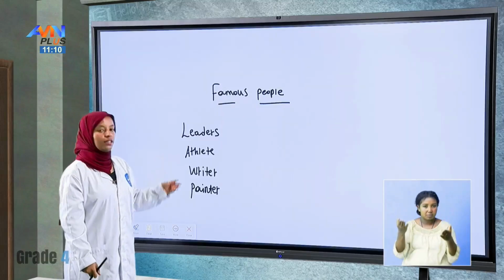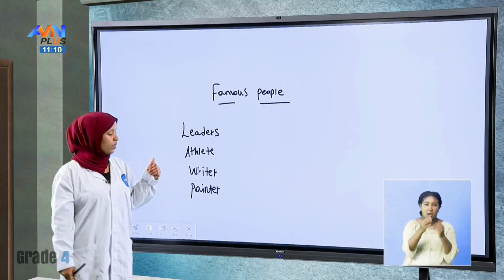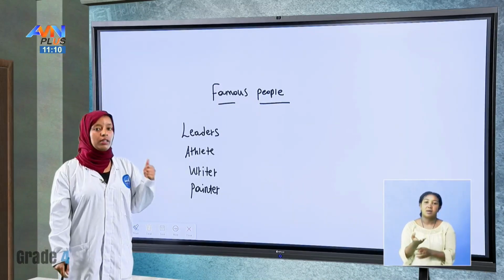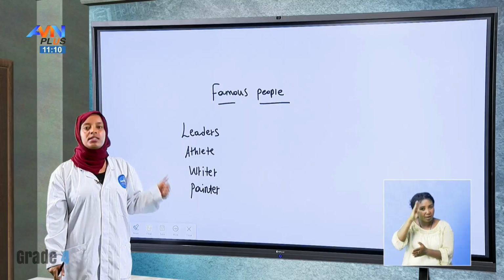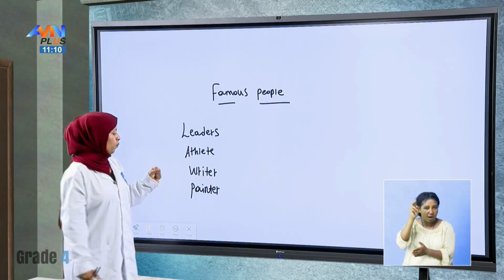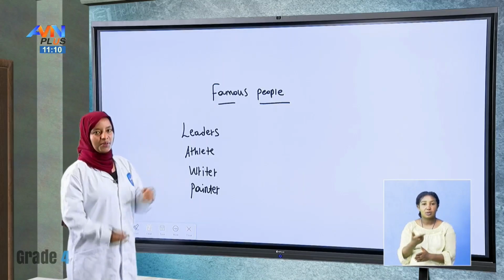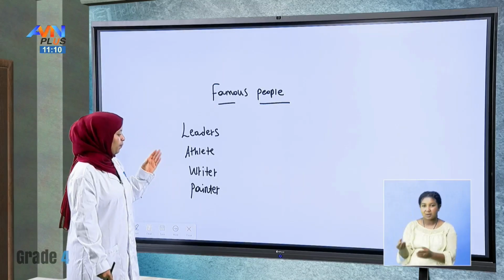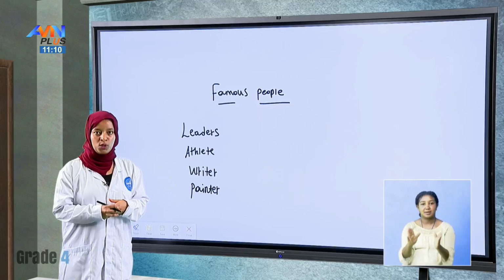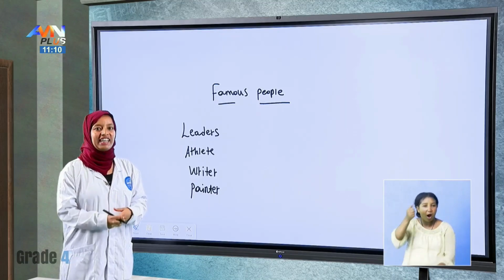When we come to athletes, those runners, as I mentioned to you, like Abebe Bikila, Haile Gebrselassie, and Kenenisa Bekele also. And also writers and playwrights, like Tsegaye Gebremedhin. And also painter, what we call Afewerk Tekle.